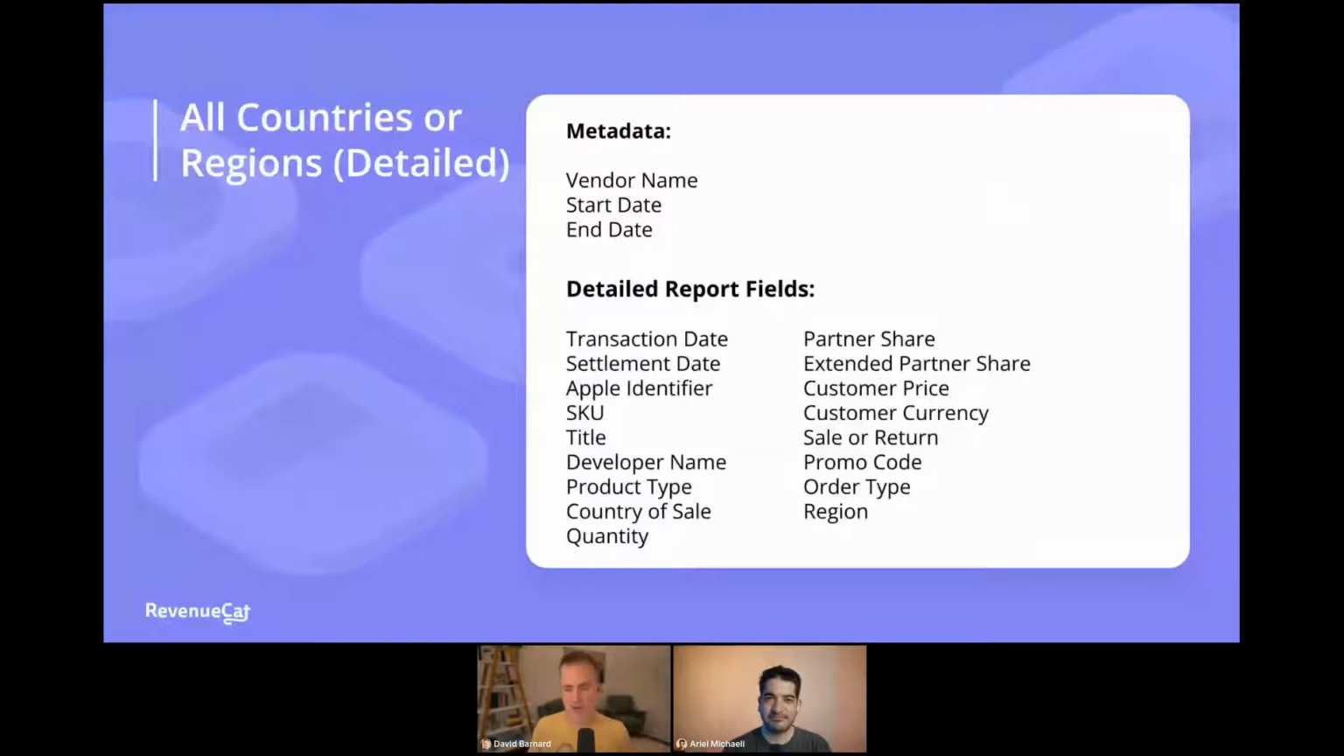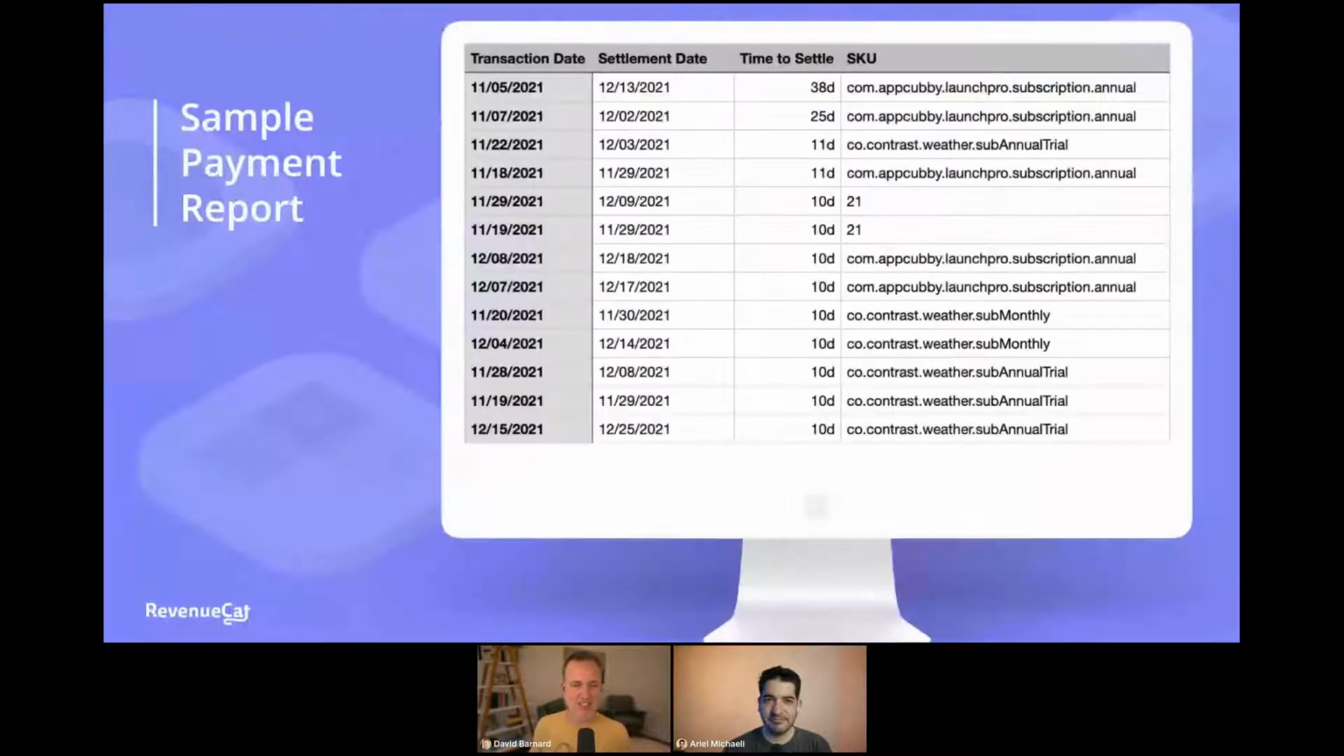And we'll go to the next one. This is something that blew my mind. I just found this out a few weeks ago when I was digging into this. If you download that report, drop it into Excel or whatever, and you create a column for time to settle, and you do the time calculation from transaction date to settlement date, it can take 38 days for a transaction to settle.